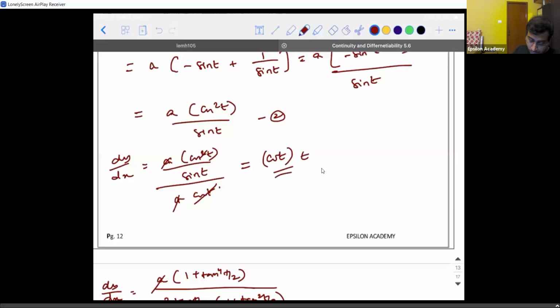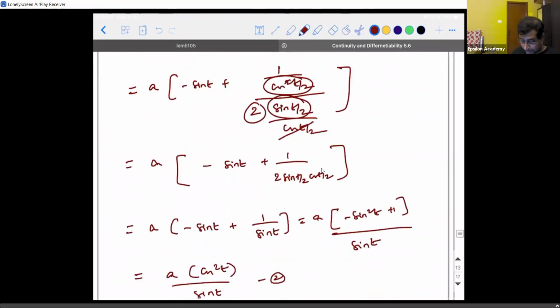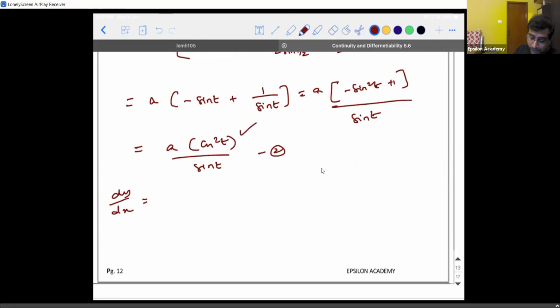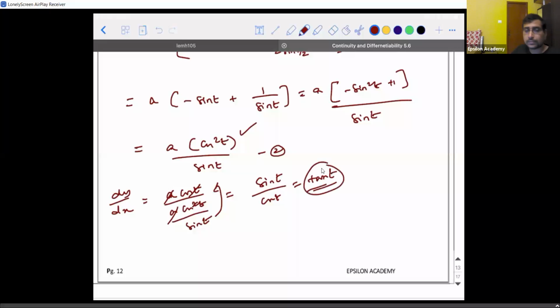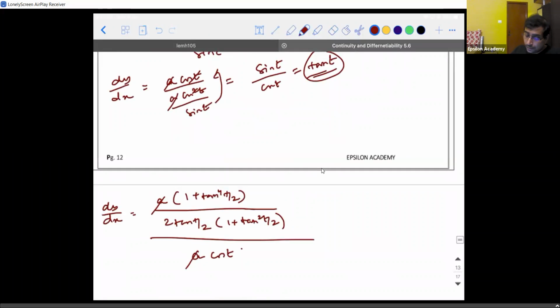It should have been cot t, no? You told tan t, huh? Yes, sir. It's given tan t. Oh, sorry, I made a mistake. I wrote dx by dt. So this is dx by dt. So dy by dt is a cos t. Dx by dt is a cos square t divided by sin t. A and a will get cancelled. One cos is gone. Sin t will go up. So sin t divided by cos t is going to give you tan t. Okay. So the previous method, I think we unnecessarily complicated. That's not needed.